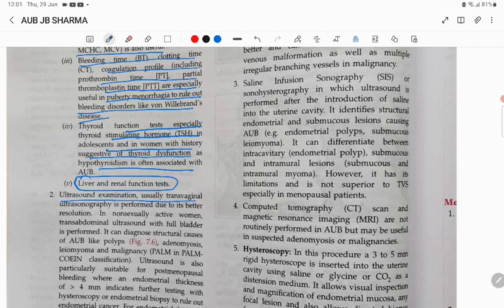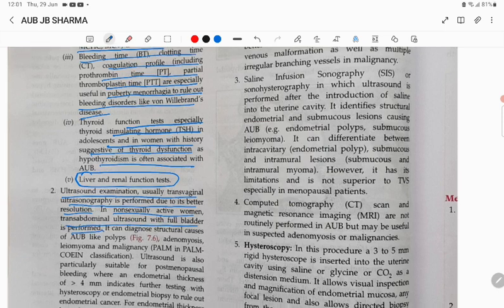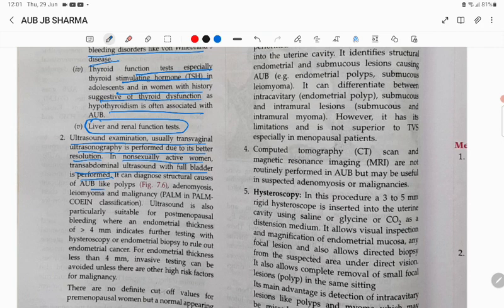Ultrasound examination: usually transvaginal ultrasound is performed due to its better resolution. In non-sexually active women, transabdominal ultrasound with a full bladder is performed. It can diagnose structural causes like polyp, adenomyosis, leiomyoma, and malignancy.